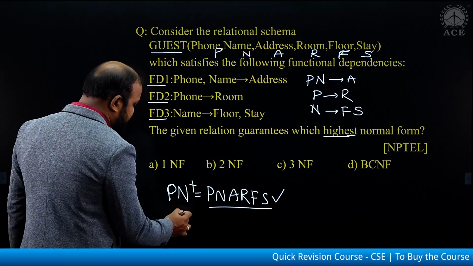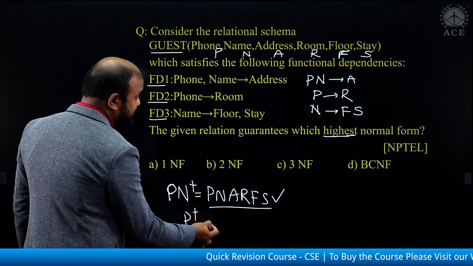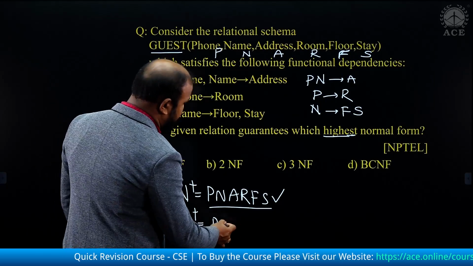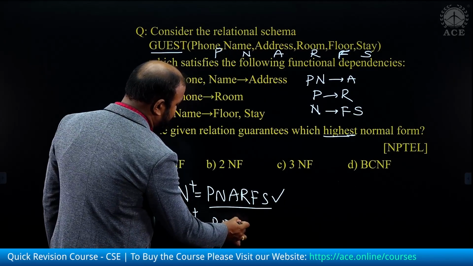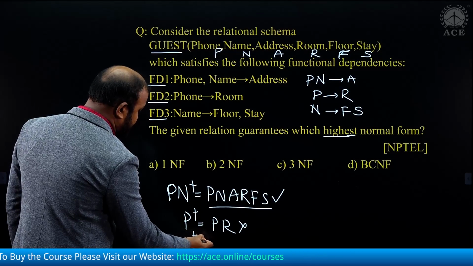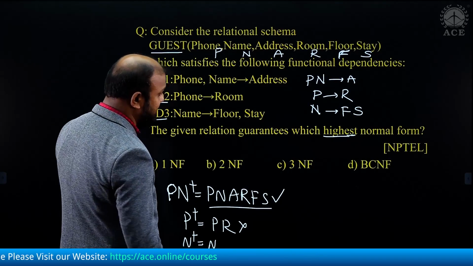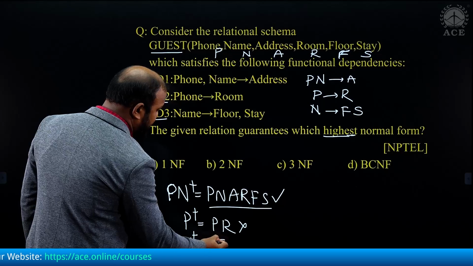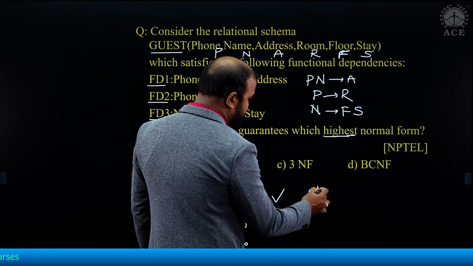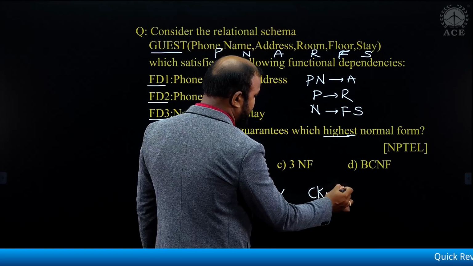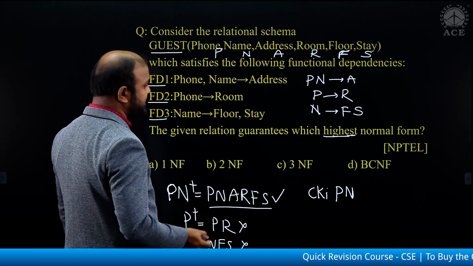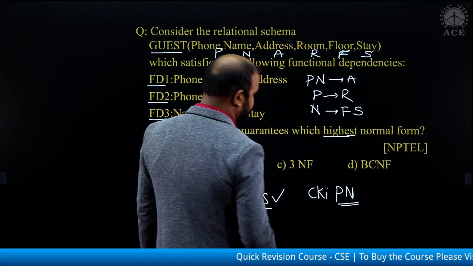Then check whether P is a key or not, because the second dependency is P to R. What is the P closure? P. With P we can get R. Any other attributes? No. Check the N closure, third dependency. N closure is N. With N I am getting F and S. All attributes? No. So what is the key for this relation? The key for this relation is P and N. That is, P is phone, N is name. Phone and name is a key for this relation.